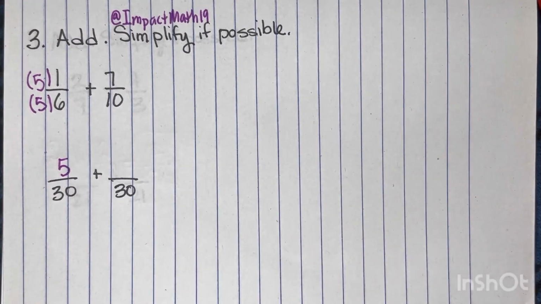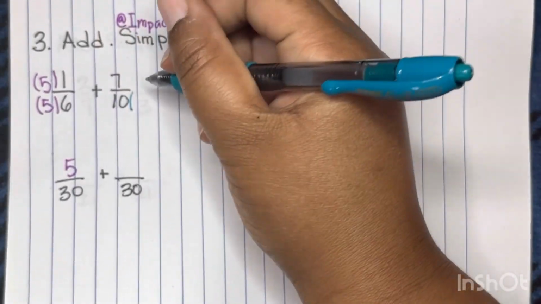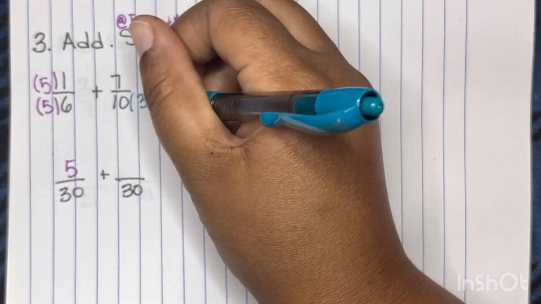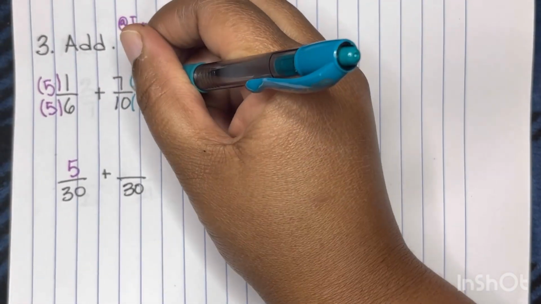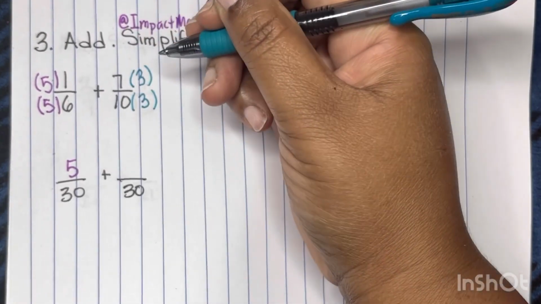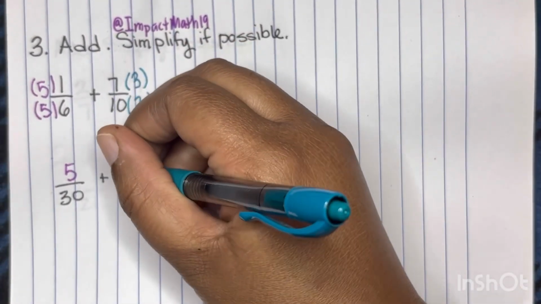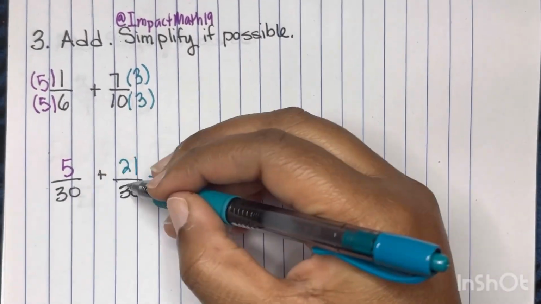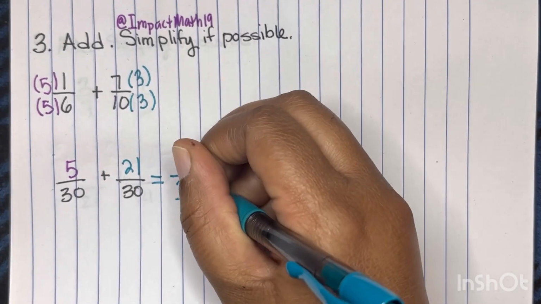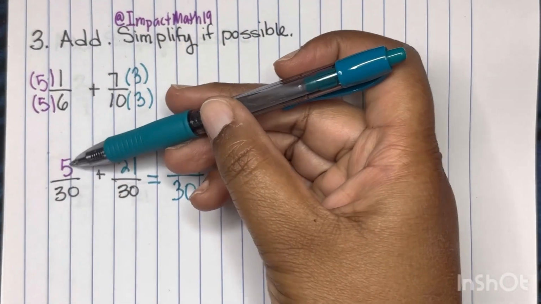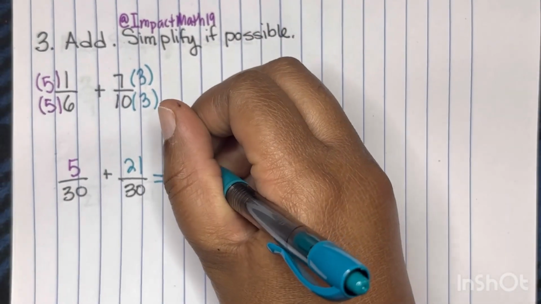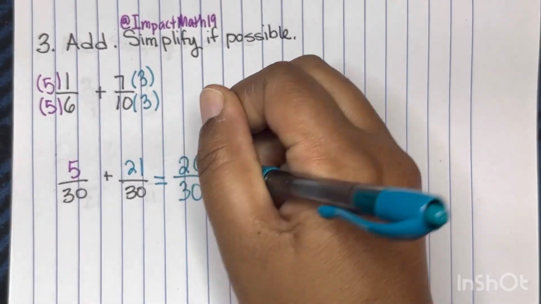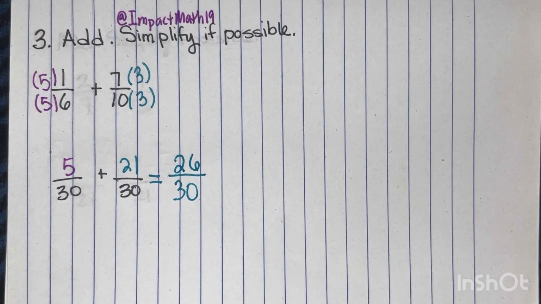Here we have 10 on this side. And remember, our goal is to get 30. So we're going to say 10 times, hopefully it's shouting out in your head, 3. 10 times 3 gives us 30. And so we have to multiply the 7 by 3. So 7 times 3 is 21. Now, whenever you add fractions, the denominator, the bottom part, stays the same. And the numerator is what we add. So 5 plus 21 gives us 26.